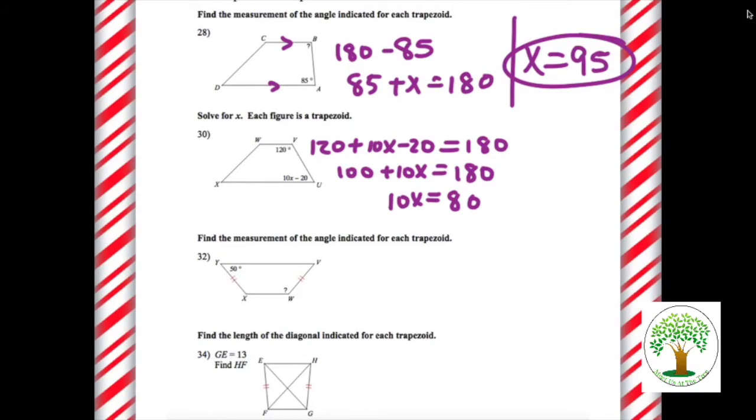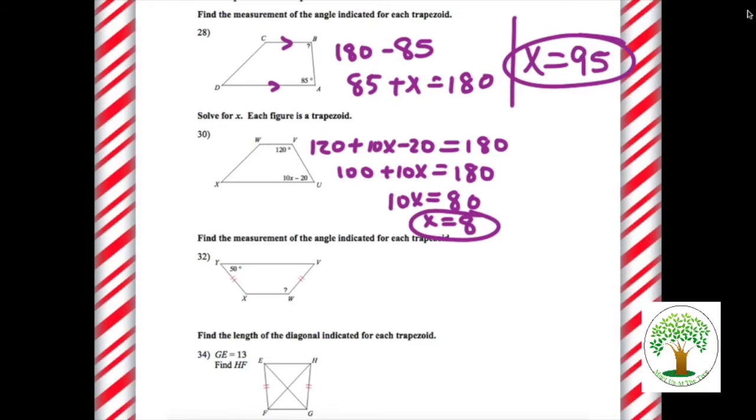Is that what you got so far? Good. We are going over 30. Yes, and then I am going to divide by 10 on both sides. So x will equal 8. Are we at the same spot? Okay. Let's go to 32.